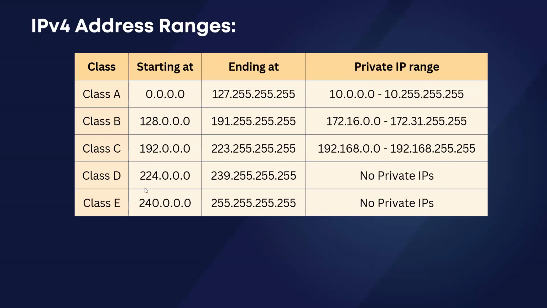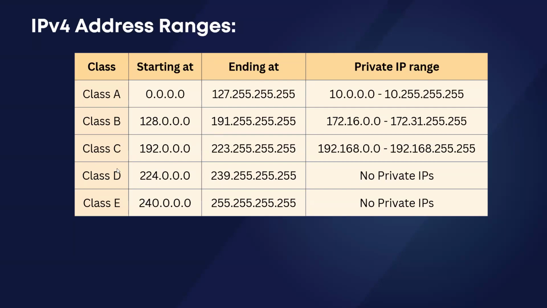Since it's ending at 223, class D starts at 224, and from 224, it goes up to 239.255.255.255. And since it's ending at 239, class E starts at 240. From 240, it goes up to the last IP, 255.255.255.255. So the only four numbers you have to remember are 127, 191, 223, and 239. On the left side, you have all even numbers, and on the right side, you have all odd numbers.